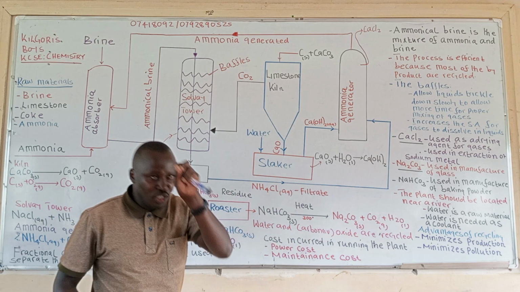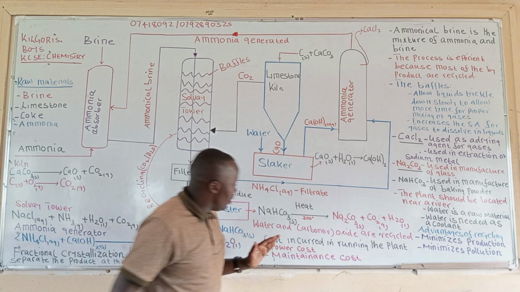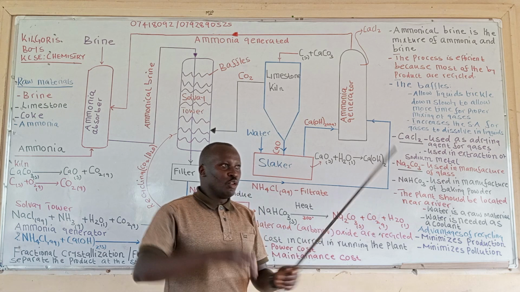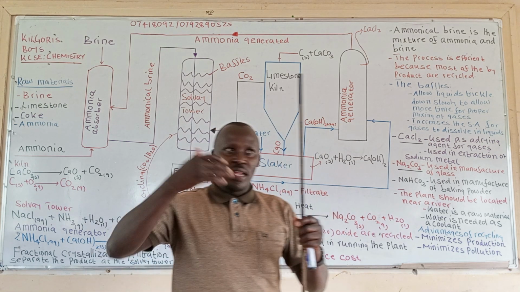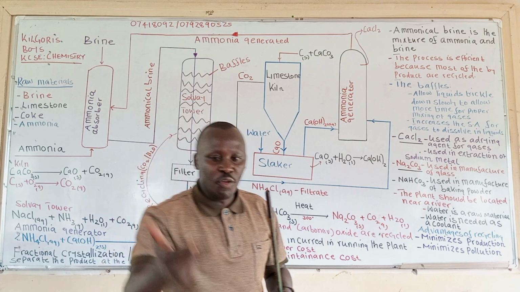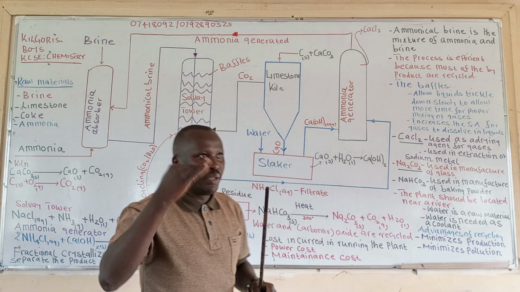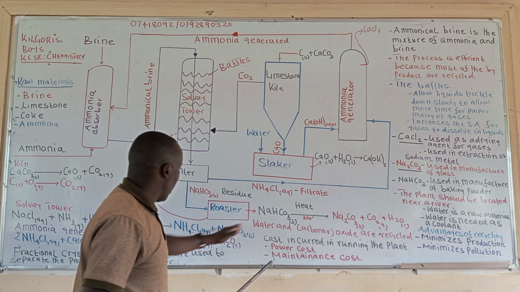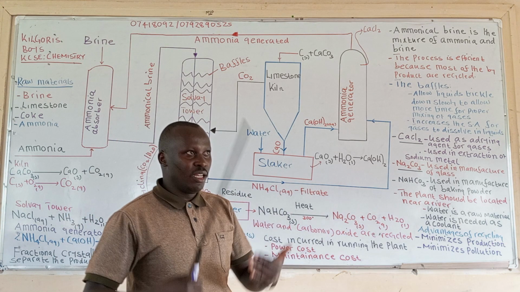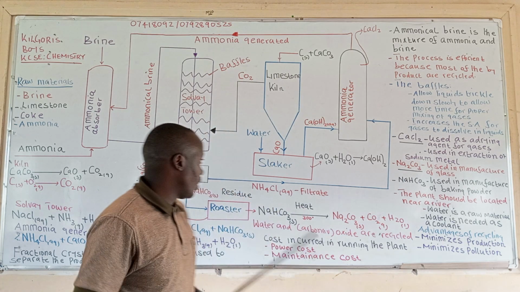A very important point you need to understand. Now, from here, water and the carbon dioxide are recycled. So if you are required to give some of the products which are being recycled in this process, water, carbon dioxide, and ammonia are being recycled. So you can have the water and ammonia being recycled and taking part in the solvent or in the carbonator in that case.